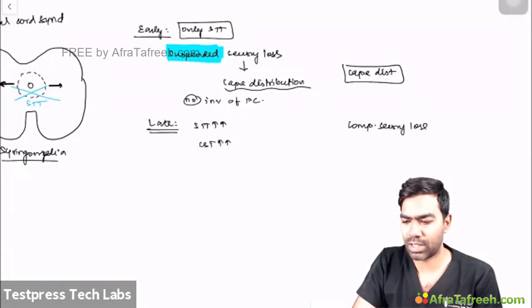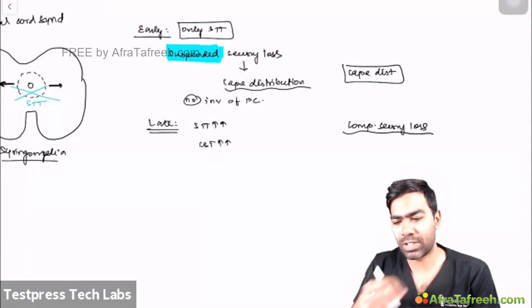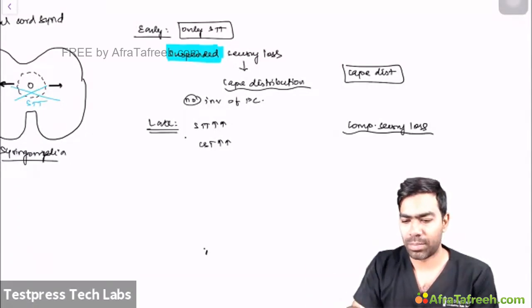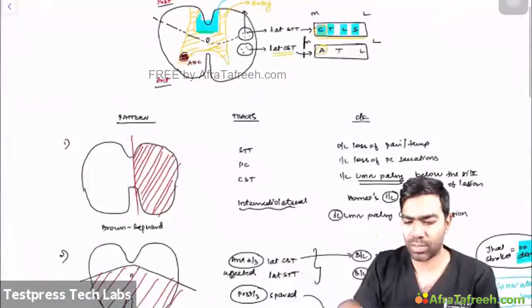Complete sensory loss in the body. But most of the time, this pathology cannot involve the entire spinal cord. That is the reason why, in any central cord syndrome, there will be one important entity.